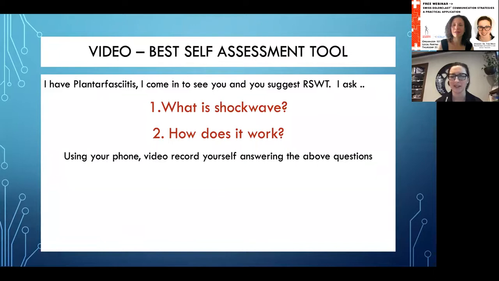If I'm your patient, I come in with plantar fasciitis, and you suggest shockwave treatment, and I, as the patient, ask you, what is shockwave and how does it work? Using your phone, I'd like you to video record yourself answering those two questions as though you've got the patient in front of you. Try to show most of your body, and set your phone up. I'll give you a minute or so to do that, because you should have a little spiel ready. These are common questions you're going to get in clinic. Then we'll continue after you've done that. I'll give you a minute.